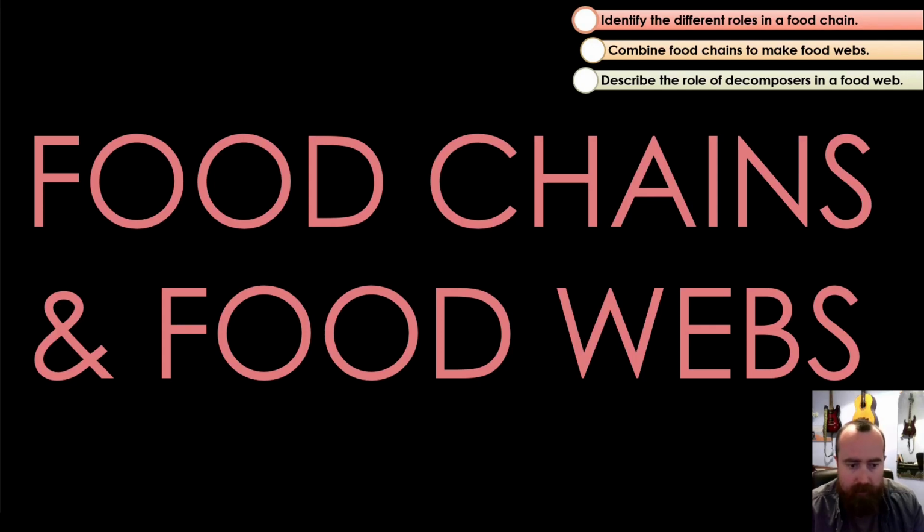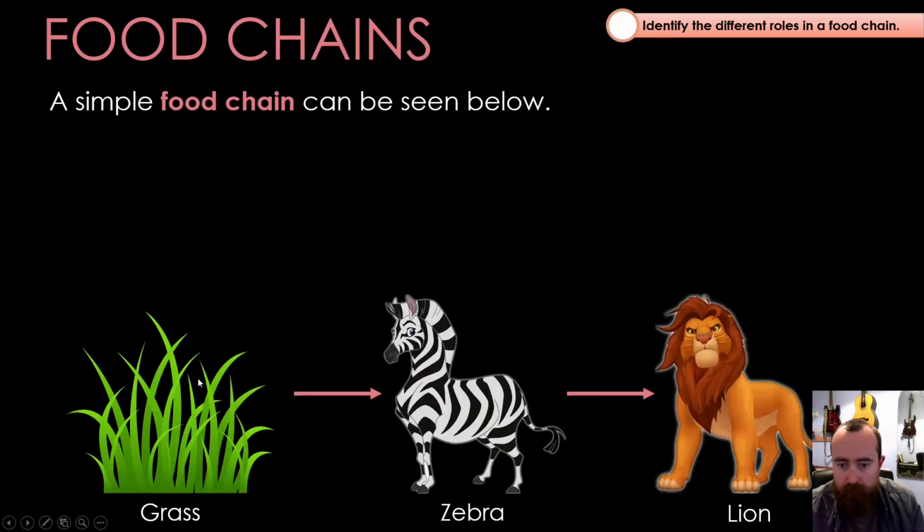So today we're going to be looking at food chains and food webs. We're going to be identifying the different roles in a food chain, combining food chains to make food webs, and then describing the role of decomposers in a food web.